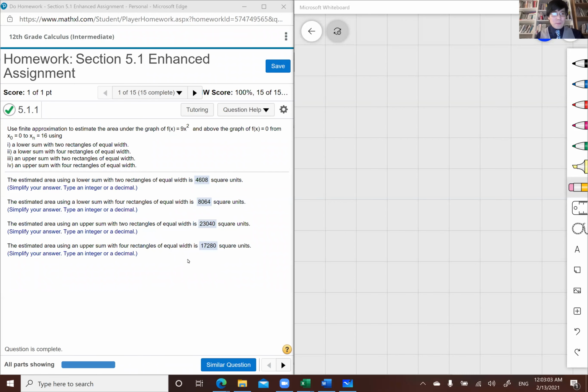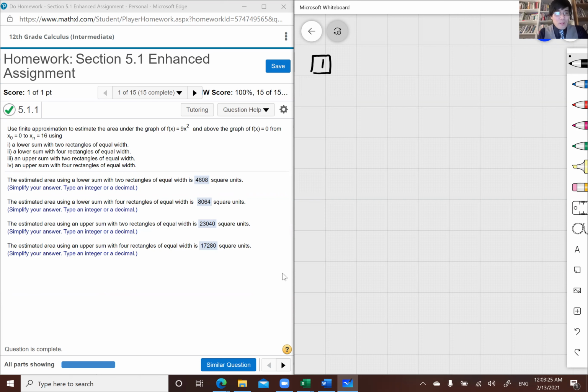Okay, hello. Today I'm going to explain section 5.1 of Pearson calculus, which is about the area and estimate of area by using rectangles. There are 15 problems in this section. I'm going to cover some of them, but not all.